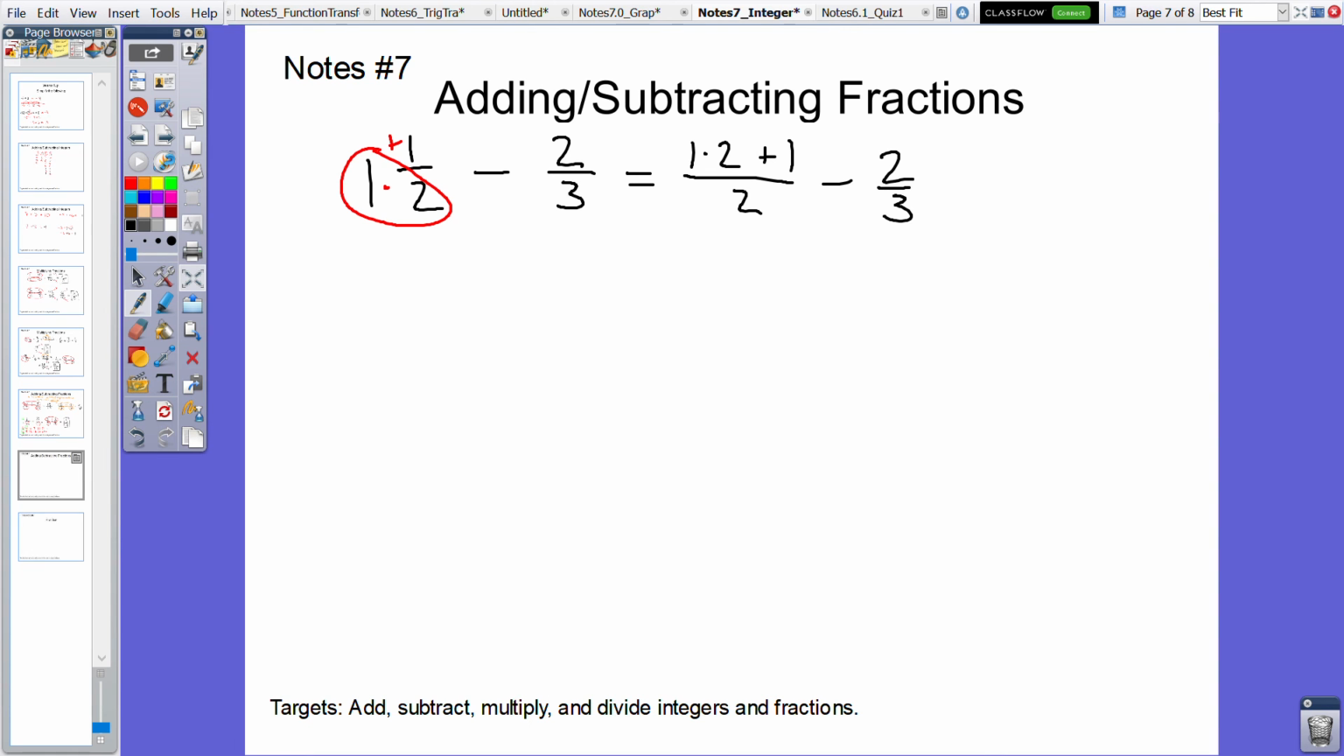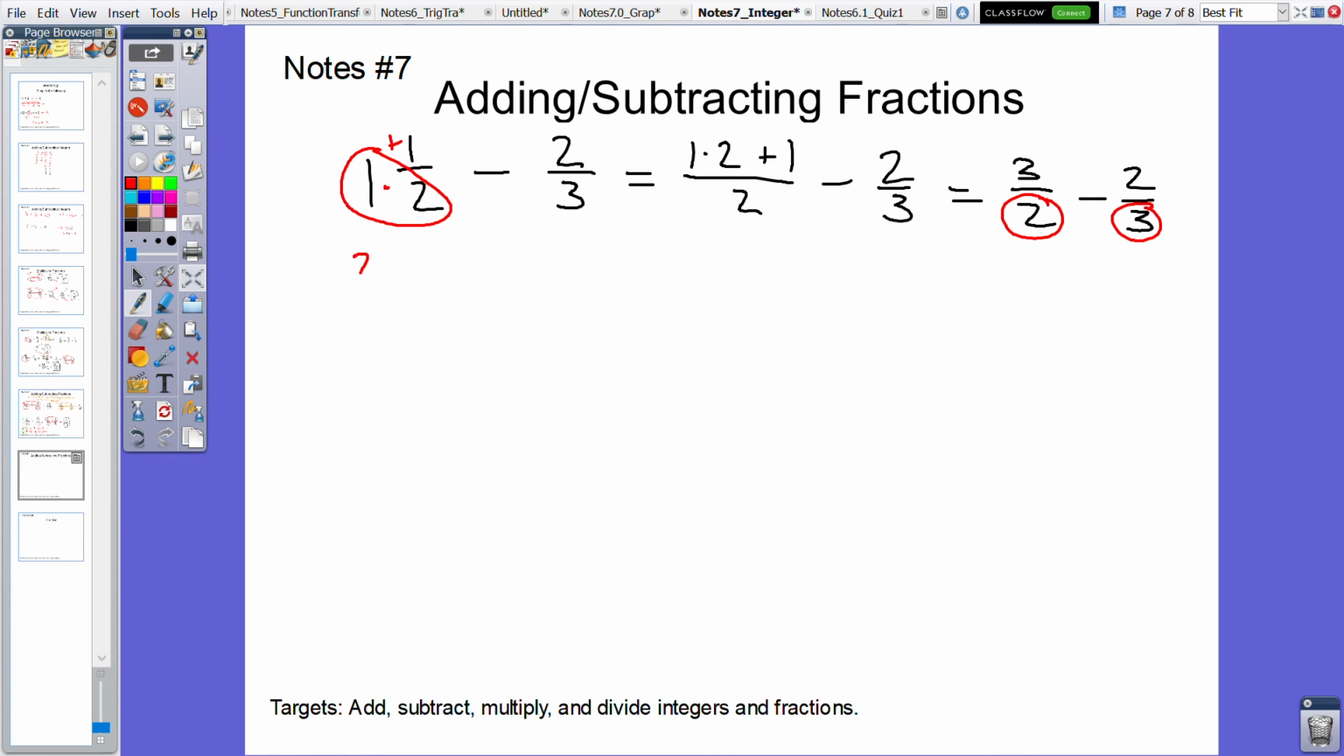So now all I got to do is simplify my numerator. 1 times 2 is 2. 2 plus 1 is 3. Okay? So I'm going to have 3 over 2 minus 2 over 3. All right, so now look at my denominators. They're not the same, like we saw at the very beginning. So I got to find common multiples. I got to find my least common multiple between 2 and 3.